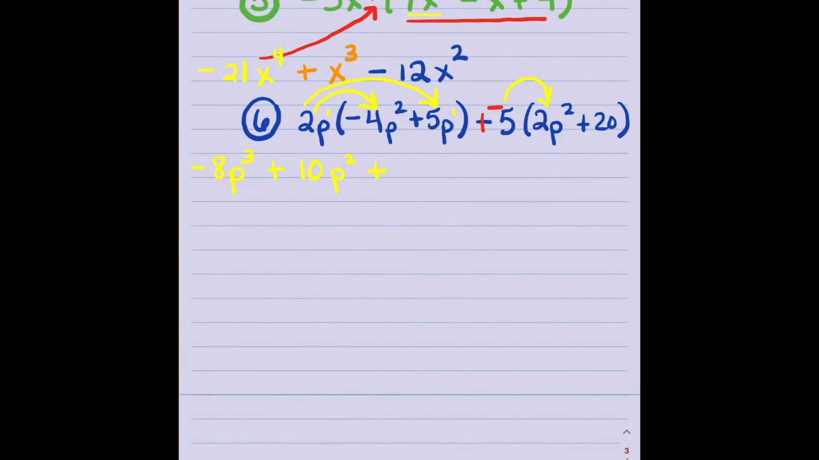-5 times 2p squared is -10p squared. Okay, if there's not a p with the -5, we just keep that p squared the way it is. And then -5 times 20 is -100.